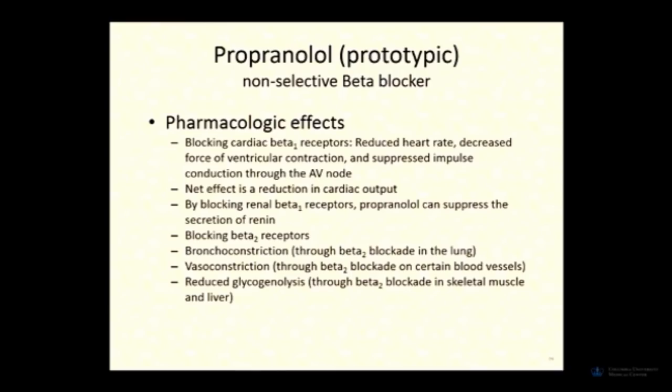It also blocks beta 2 receptors, so it can cause bronchoconstriction. It can also cause vasoconstriction through blocking of the beta 2 receptors on certain blood vessels. You also see reduced glycogenolysis by blocking the beta 2 receptor on skeletal muscle and liver. Okay. So propranolol is one of those beta blockers that you want to avoid in patients with asthma, avoid in patients with diabetes.